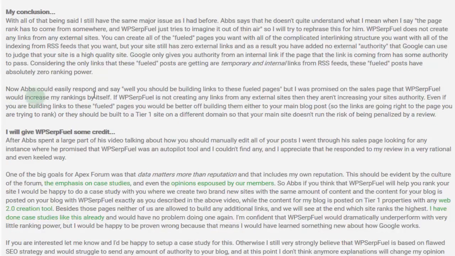Okay, now Abs could easily respond and say, well, you should be building links to these fueled pages. I do, and I say that before, and I respond by saying, because you use wpserpfuel doesn't mean you forget everything else you're doing. If you got PBN links, continue to do them. wpserpfuel does two separate things. What else can I say to you, Cardine? But I was promised on the sales page that wpserpfuel would increase my rankings by itself.